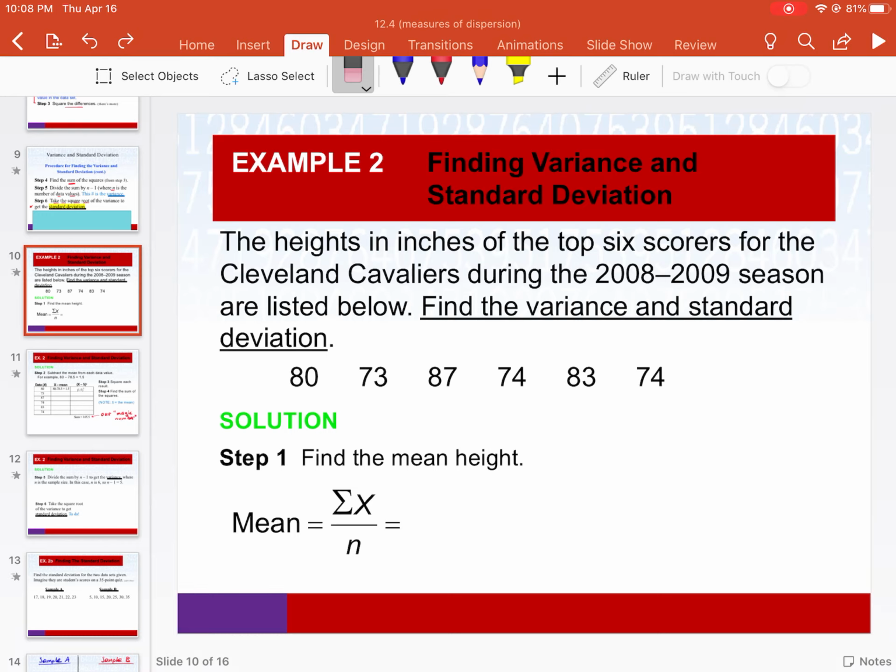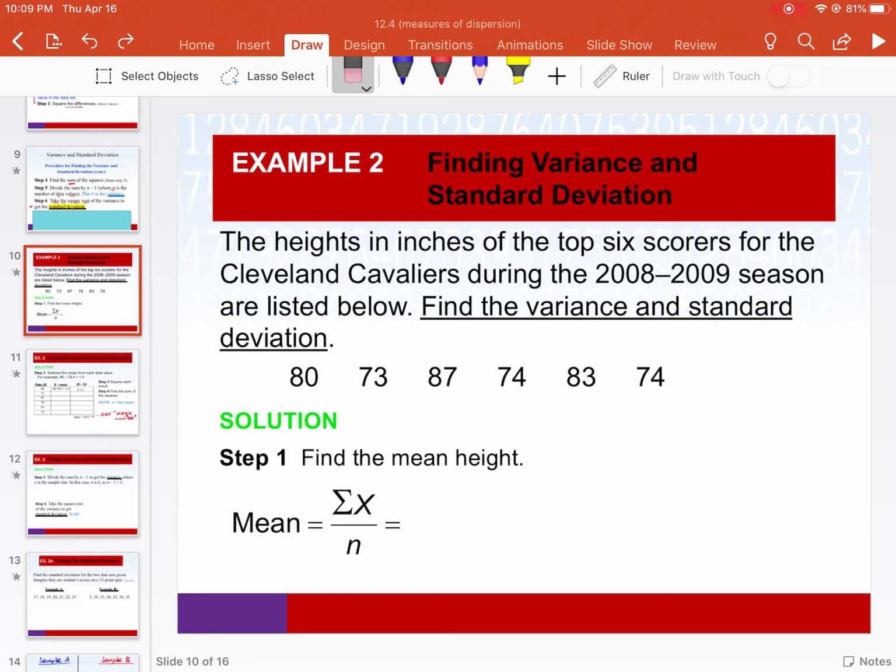So we're going to look at the heights in inches of the top 6 scorers for the Cleveland Cavaliers during the 2008-2009 season. Now, this is not critical, earth-shattering data. It's just a data set that we're going to work through, okay? So, find the variation and the standard deviation, and that involves us working through 6 steps. Again, I'm going to try to show you how to combine them, okay?